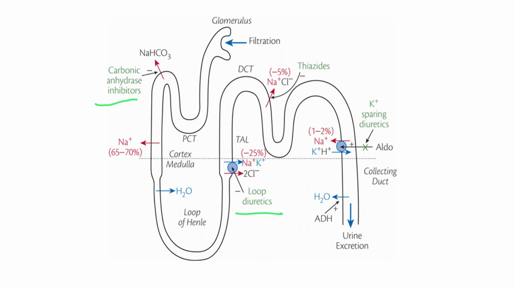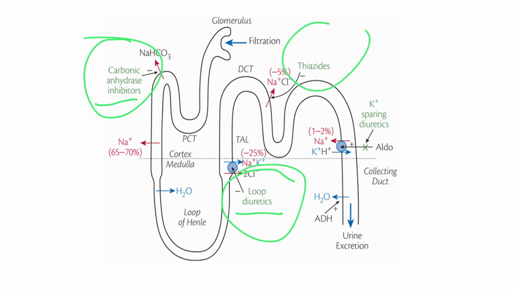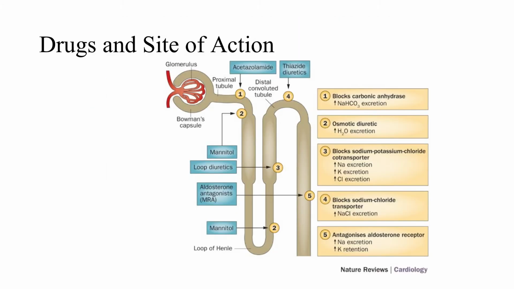So we'll get into more specifics in just a second, but those are your classes: carbonic anhydrase, loop, thiazide and thiazide-like, and potassium-sparing. Here's a great image bringing us to the next part of this talk, which is going into more detail of these specific medications and building on their location and mechanism of action. You'll also see that we've added one other class of diuretics. You see mannitol labeled there.